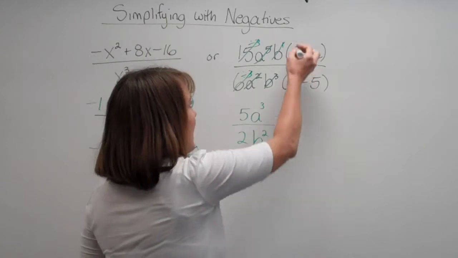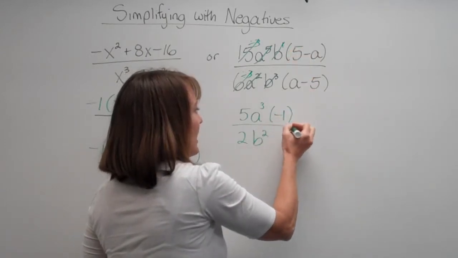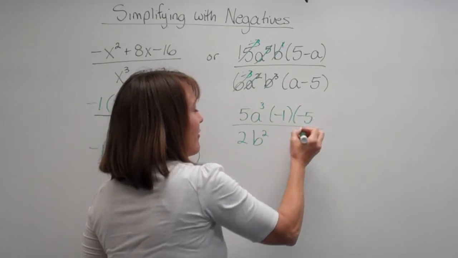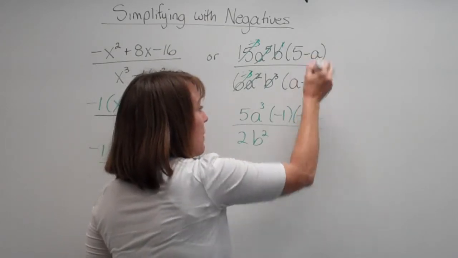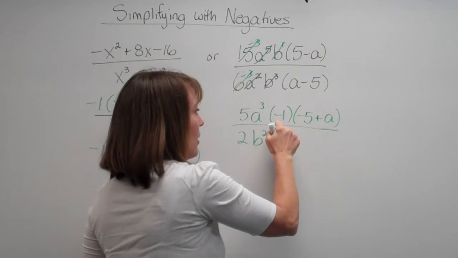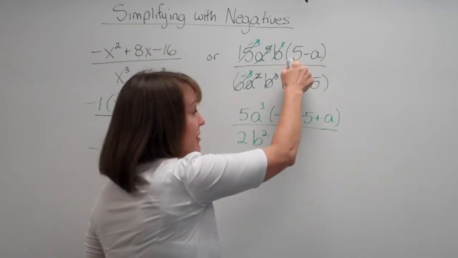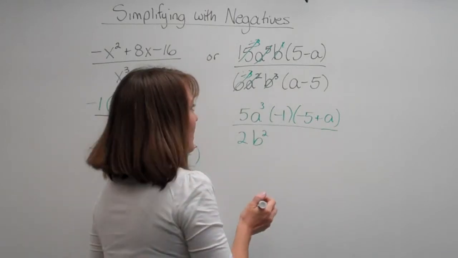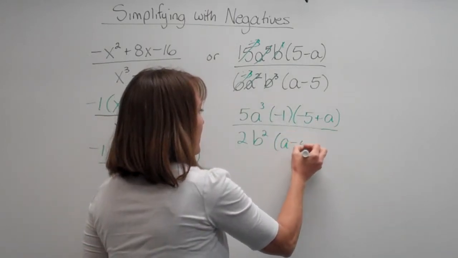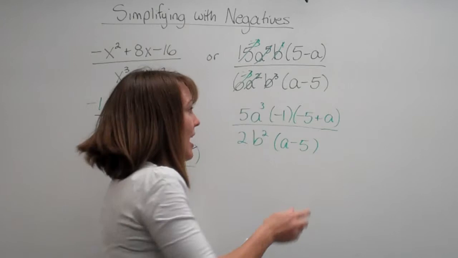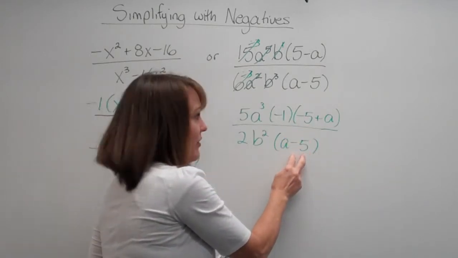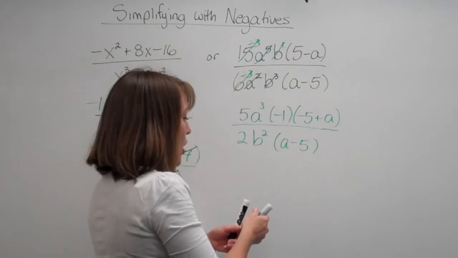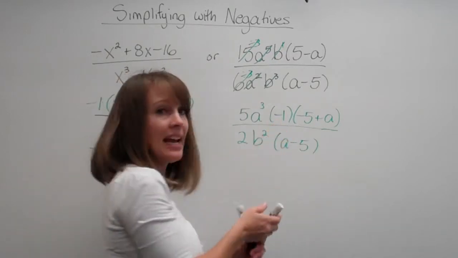So watch what happens. If I take out a -1 here, then I'm going to change this to a -5, and I'm going to change this to a positive a. So check it out. Negative times a negative gives me my positive 5. Negative times a positive gives me my negative a. Okay, down here in the bottom I still have a minus 5. But look at this. -5, -5. Positive a, positive a. Essentially all I did was flip those guys around by putting a negative here.